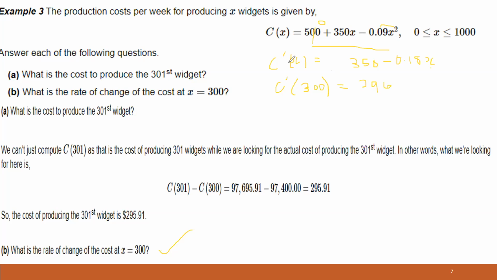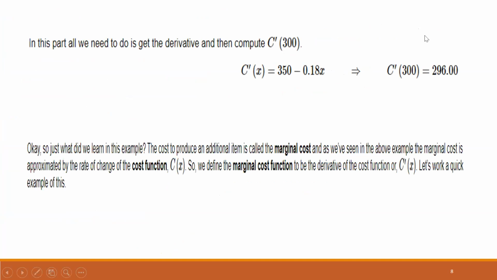So our rate of change is $296. What we learned in this example is that the cost to produce an additional item is called marginal cost. Something to note, these are terms that are going to come in your test. The cost to produce an additional item is called marginal cost.